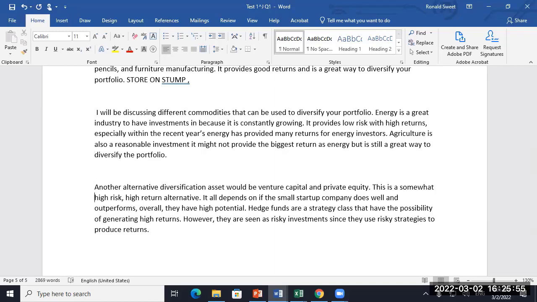And then the last one, venture capital, private equity, high risk, high return. The only thing to add here is the J curve. Talk about the J curve. It's a cash outflow up front, but then 7, 8, 9 years later, it comes back. And there's a good article.